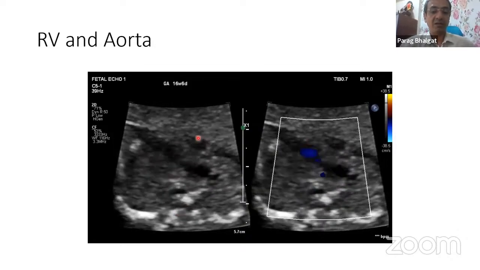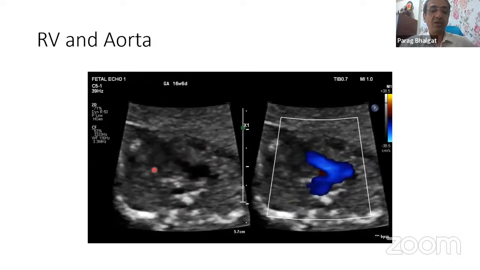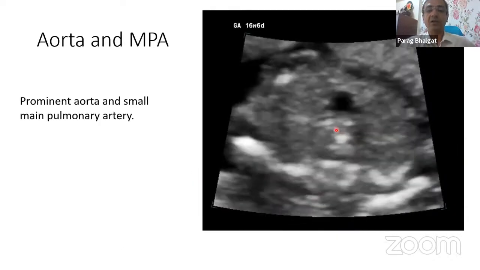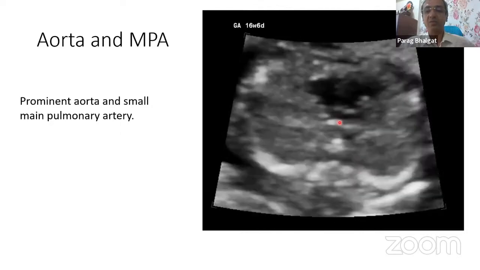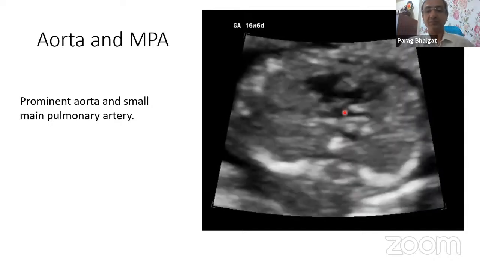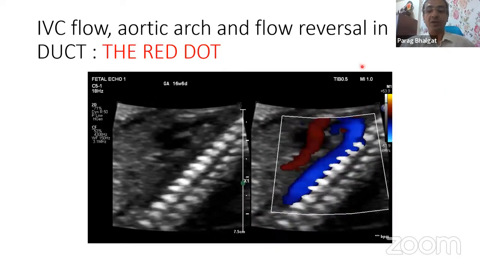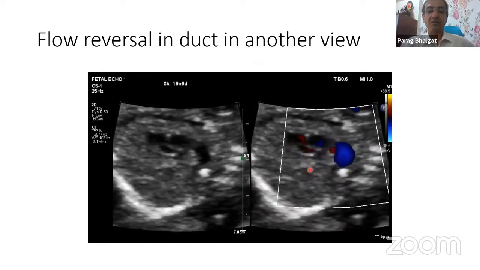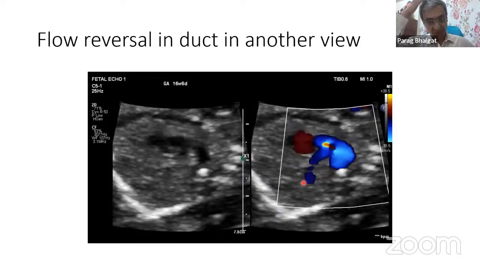This is spine, this is sternum, here anterior, this is posterior, this is left ventricle, right ventricle. RV giving rise to aorta. This is a sweep. So the RV giving, this is aorta, this is small MPA. Aorta and small MPA here. MPA bifurcation is also seen. Aortic arch, small duct, flow reversal in duct. Again, aortic arch and small duct, flow reversal, and one of the branch pulmonary arteries. This is most likely RPA.